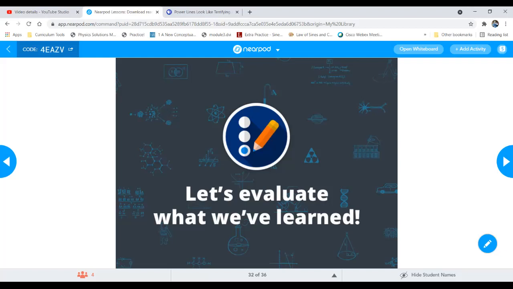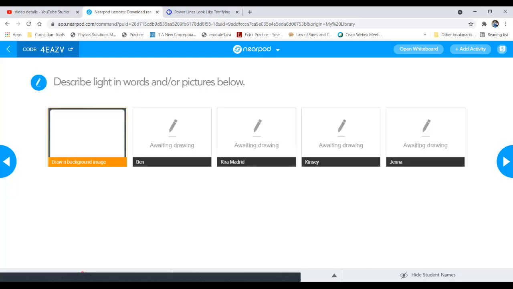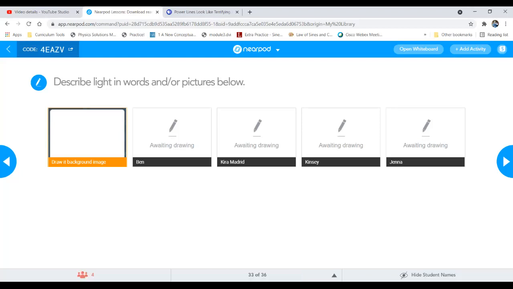So let's evaluate what you've learned today. Now, it's basically the same question. I want you to describe light in words and in pictures. How is that different from what you understand it to be at the beginning? So just go ahead and draw it or type it.